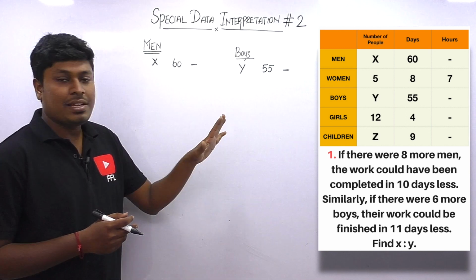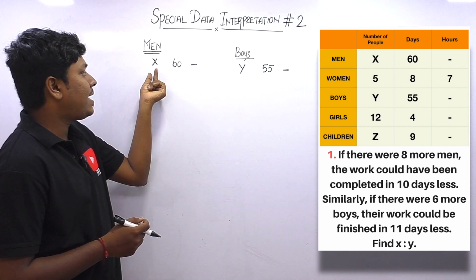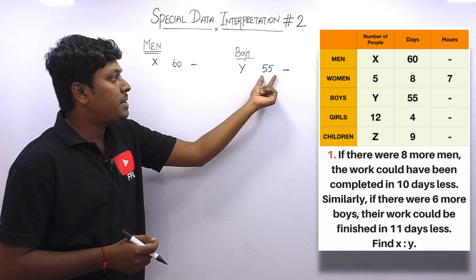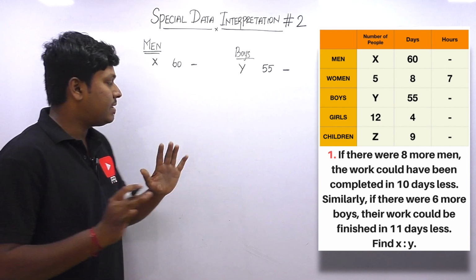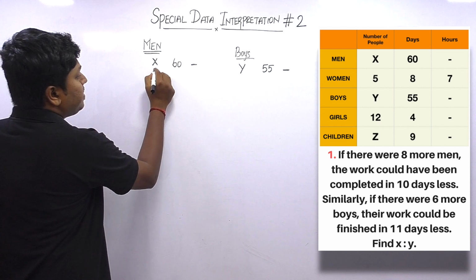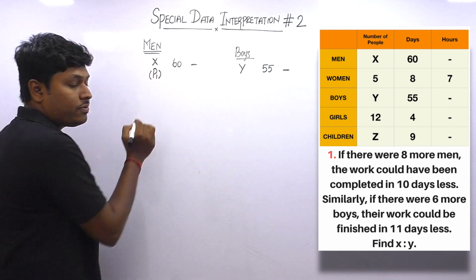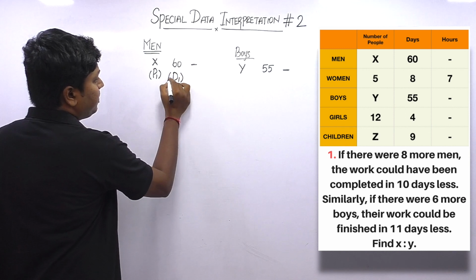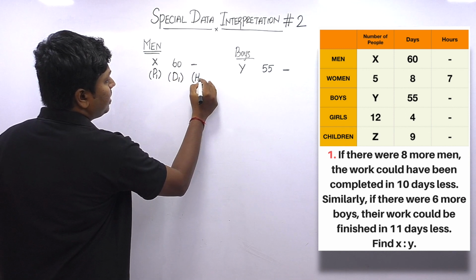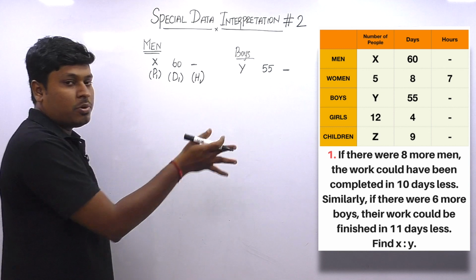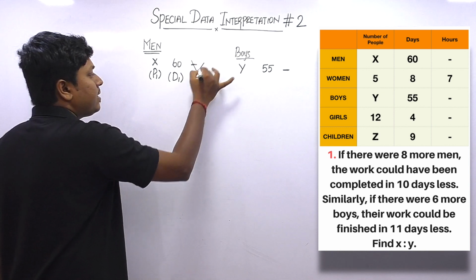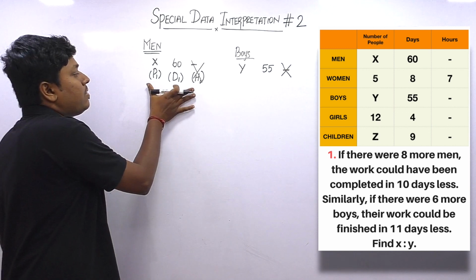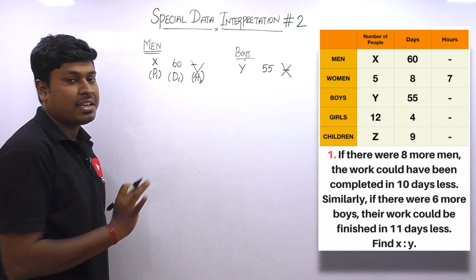So friends, according to the given DI, this was the condition, right? X men completed a piece of job in 60 days. Y boys complete a piece of job in 55 days. Listen here, this can be taken as P1 person. Just now I told you the formula P1. This will be D1, the number of days, but we don't know how many hours they work. In both the cases they are not talking about the hours, so better we can eliminate the hours in both the cases, right? Okay, so let me first of all find the value of x by using the given data.